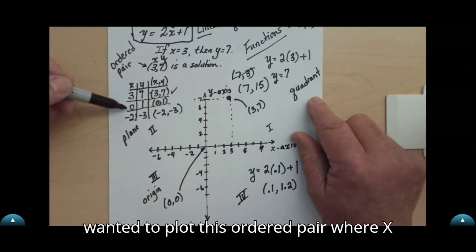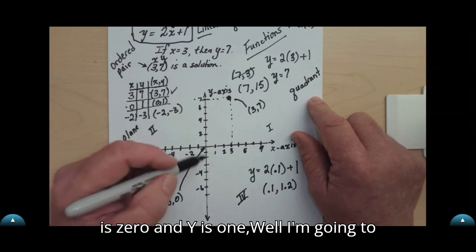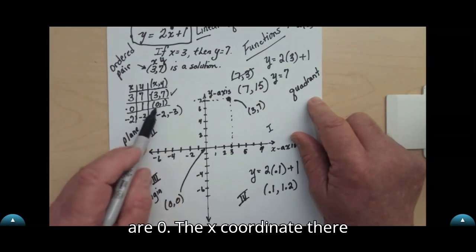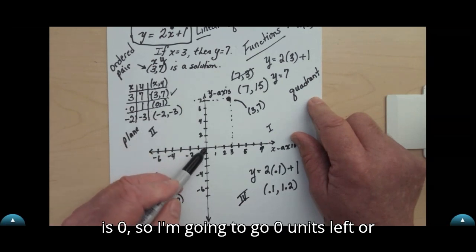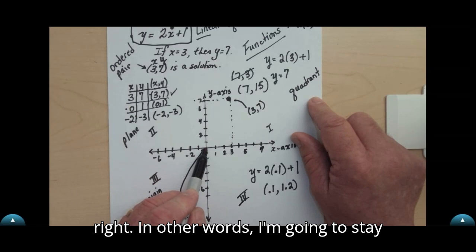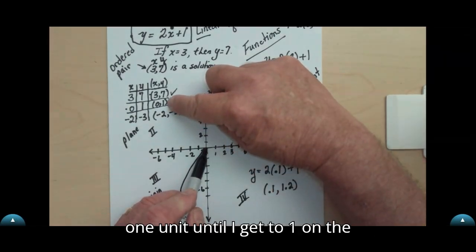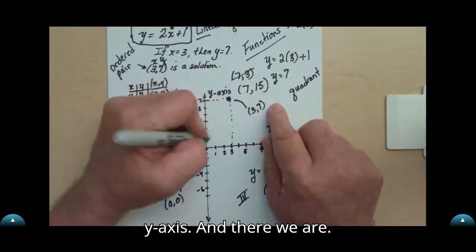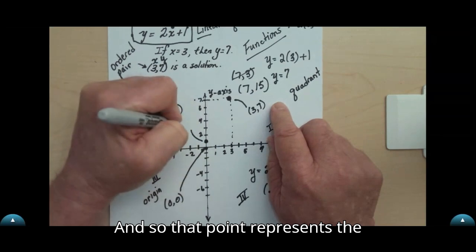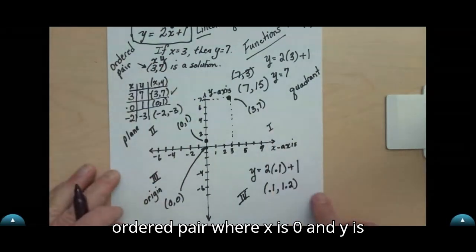If we wanted to plot this ordered pair where x is 0 and y is 1, well, I'm going to start here where x and y are 0. The x coordinate there is 0, so I'm going to go 0 units left or right. In other words, I'm going to stay right there, but then I'm going to go up 1 unit until I get to 1 on the y-axis. And there we are. And so that point represents the ordered pair where x is 0 and y is 1.